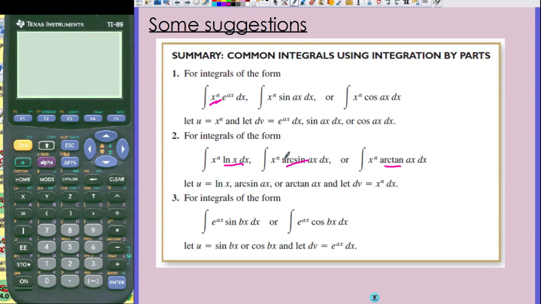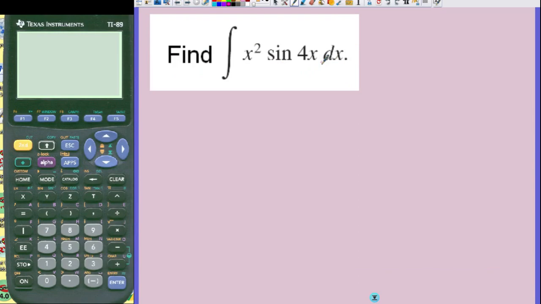According to these rules, when I have sines and stuff, I should let my u be the power. So I'm going to say, okay, my u is the power. No, I'm not going to try messing up. I'm going to do it right. u is x squared, and dv equals sine of 4x dx.